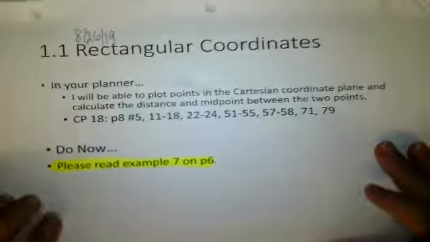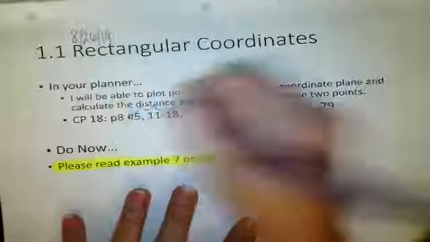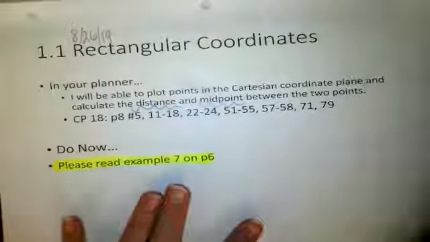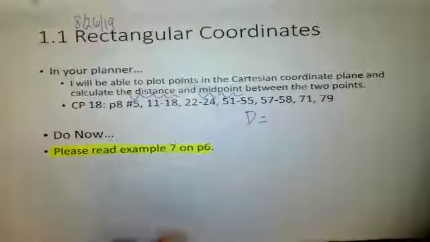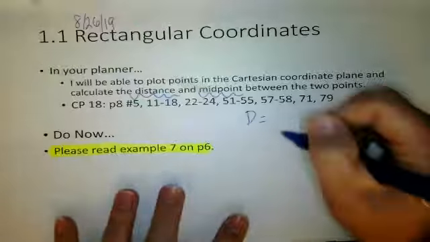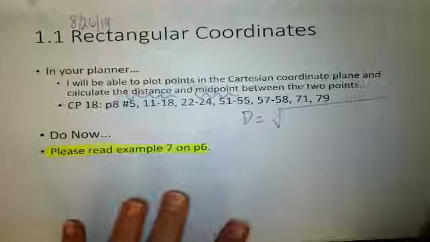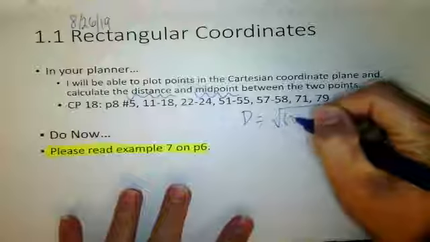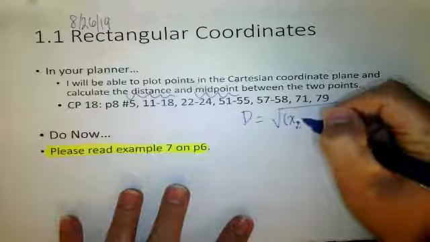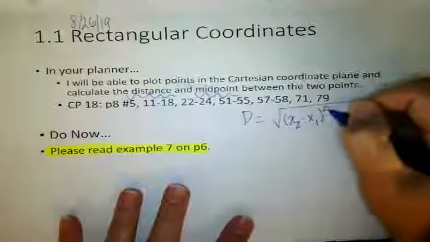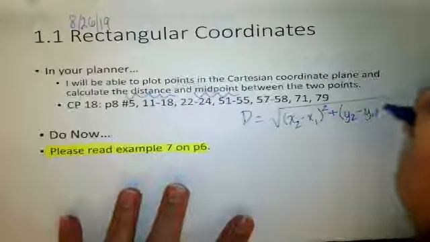All right, here we go. Today's kind of an easy day. We want to be able to calculate the distance and the midpoint between 2 points. So first, what is the distance formula? Big giant square root. It's in the book. The square root of (x2 minus x1) squared plus (y2 minus y1) squared.